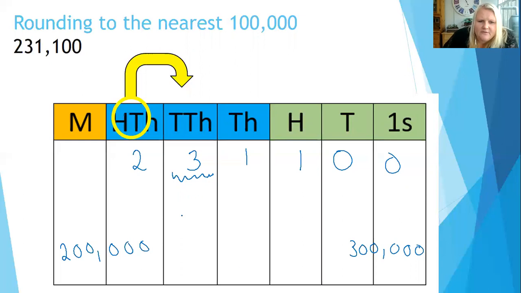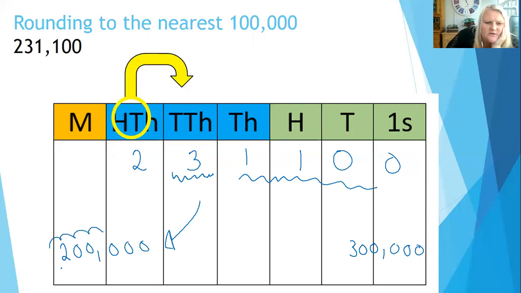Now you'll notice that all the digits after here do not stay the same. Once we round it, they all become zeros because we're rounding to the whole number. We're making our life easier for ourselves so we can do our estimation skills. They become zeros. So does a 3 or a 30,000 round up or round down? 3 rounds down to 200,000.